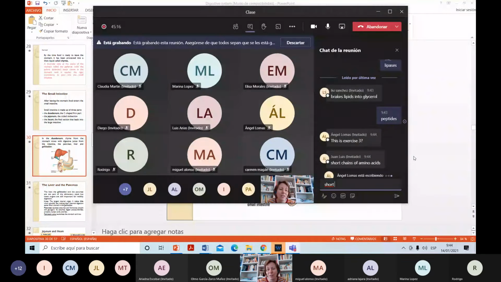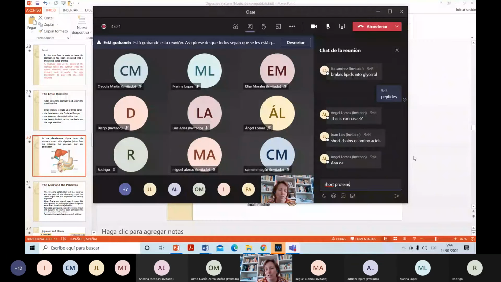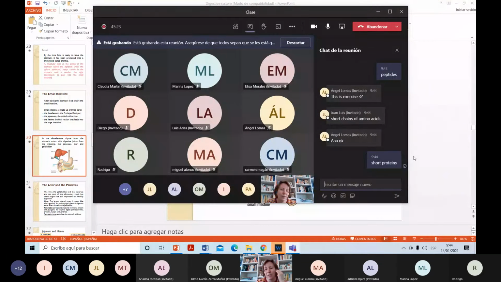Short chains of amino acids. Thank you. Short proteins. Okay, short chains of amino acids. Perfect. So peptidases are the enzymes that work finishing the job of pepsin in the stomach. So peptidases also work in the small intestine.